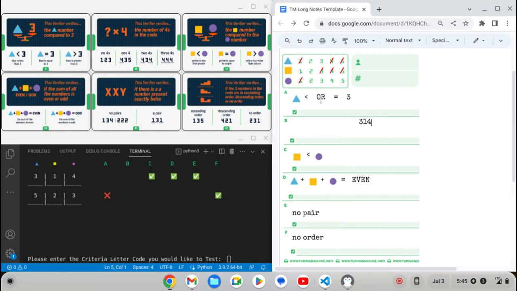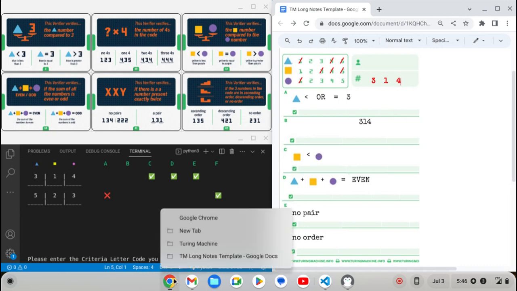Okay, and again, I'd be deducing that triangle would be 3, and there is a 4, and there can't be a 2, so yeah, it looks like it's 3, 1, 4. Oh, wow. All right, so yeah, I'm deducing that triangle is 3, there is a 4, obviously 1 is less than 4, so square is less than circle. The sum is even, there are no pairs, and there's no order. Okay, well, I think it's 3, 1, 4. Let's go check. That will be interesting.